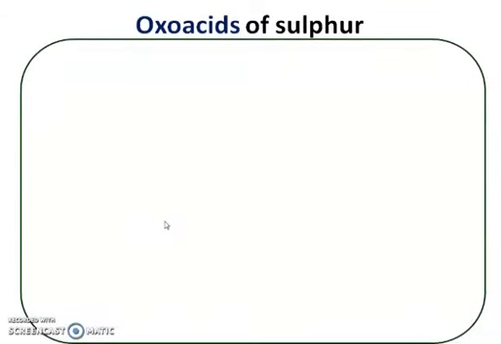During the last lecture, we discussed the allotropes of sulfur. During this lecture, we are going to discuss the oxyacids of sulfur. Sulfur is able to form a number of oxyacids, and these oxyacids especially exist in aqueous solution or in the form of salt.